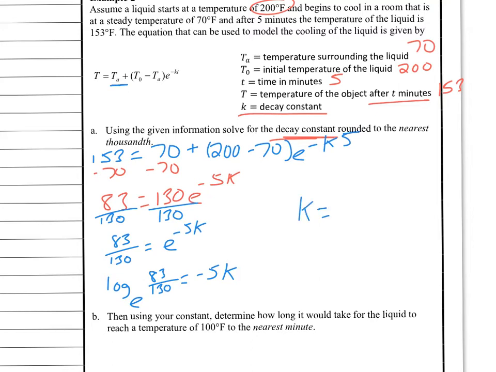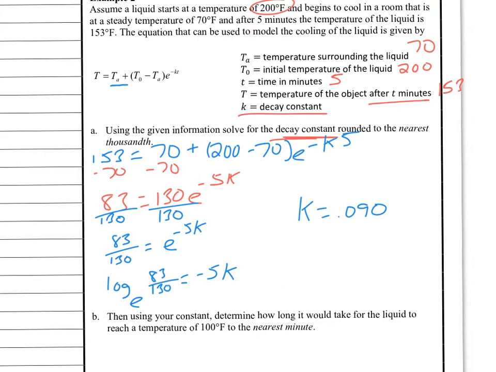Now it says to go to the thousandths, so that's 3 places after the decimal, so 0.090. And again, the part that I did skip is dividing both sides by negative 5, but you can type it in the calculator and divide by negative 5 and you're good to go. So that's the value of k.